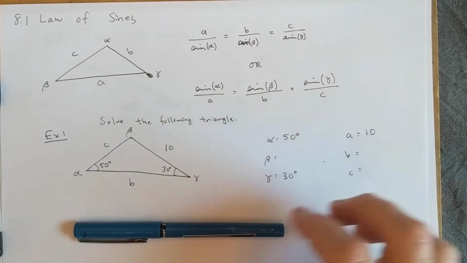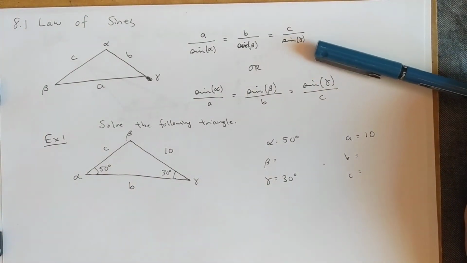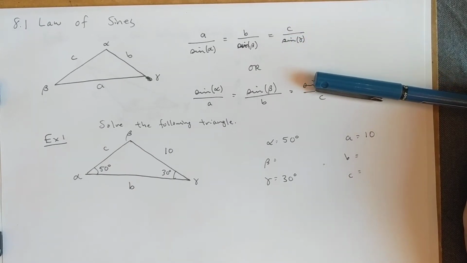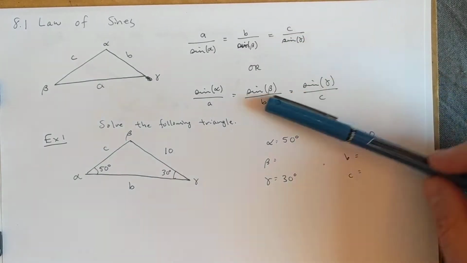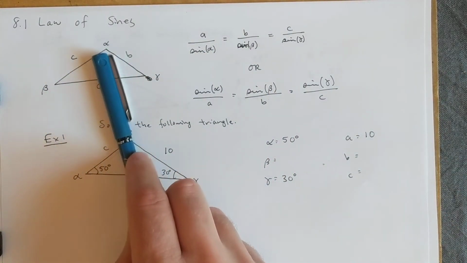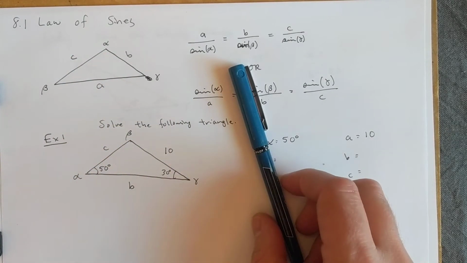Let's talk about the law of sines. So the law of sines is really just a series of equivalent ratios. And we've moved on to general triangles, not just right triangles. So if alpha and beta and gamma are angles opposite sides A, B, and C, then we have this relation.